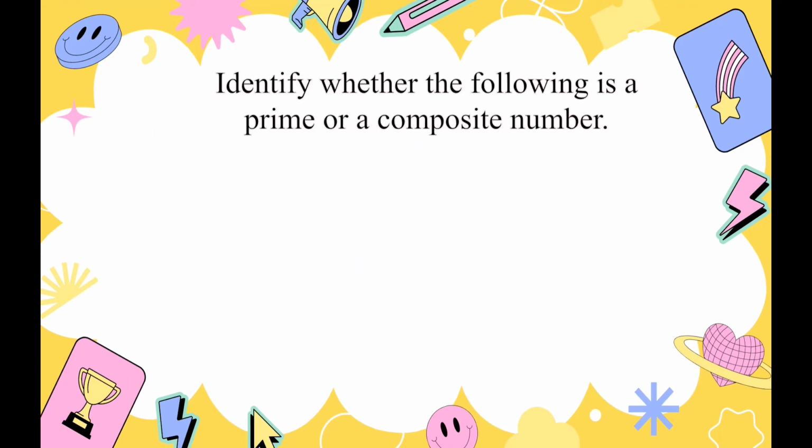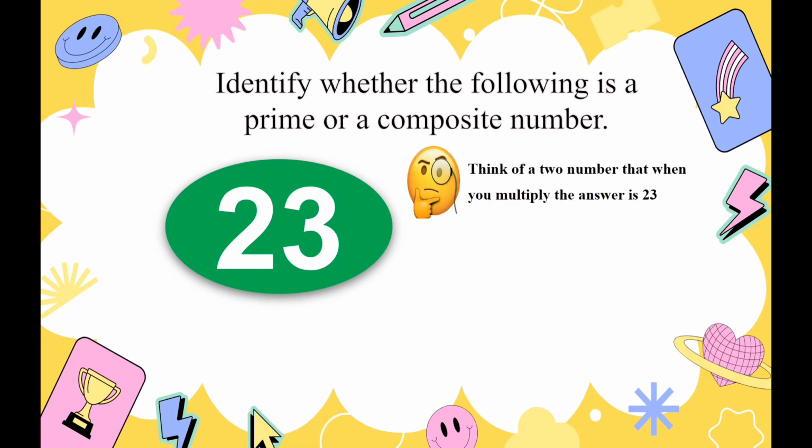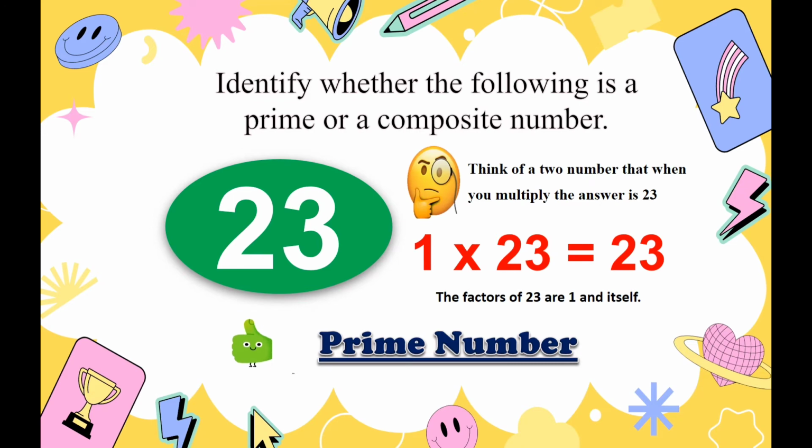Even number po ha. Okay, so let's have a try. Let's identify whether the following is a prime or a composite number. So let's have 23. Think of 2 numbers that when you multiply, the answer is 23. So let's multiply 1 times 23 is equal to 23. The factors of 23 are 1 and itself. So dito kay 23, ang factors niya ay 1 at 23. So ilan ang factors ni 23? 2 lang. So ibig sabihin, si 23 ay isang prime number. Okay? Kasi si prime number, meron siyang 2 factors lang.